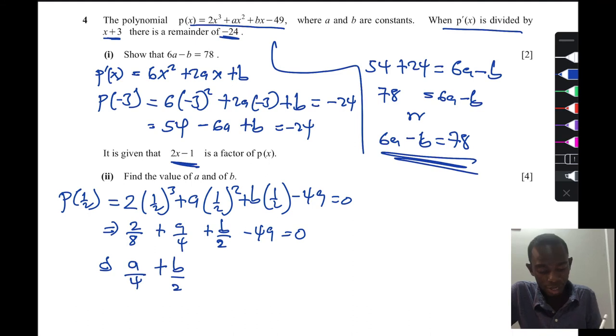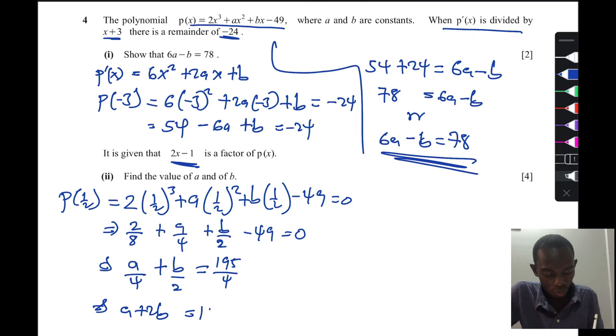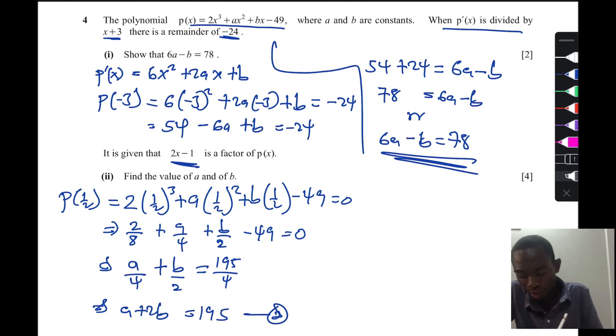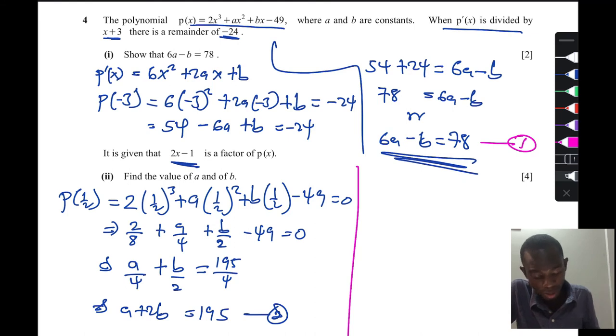Move it to the other side, we have positive 195 over 4. We can decide to multiply through by 4, and that gives us a plus 2b is equal to 195. Call that equation number 2, because we found the other one in the previous question. We could have called it equation number 1. So we are going to solve this simultaneously.